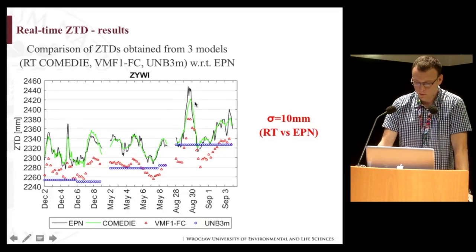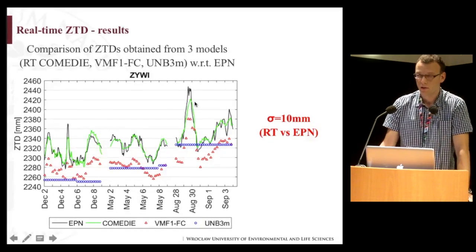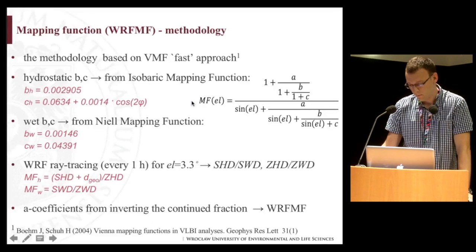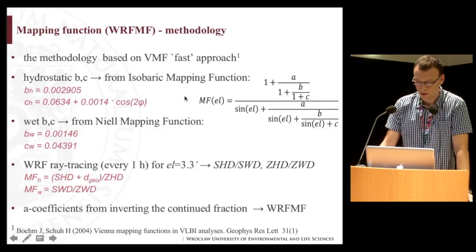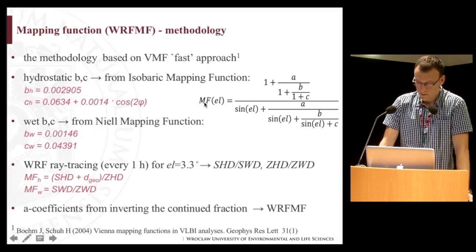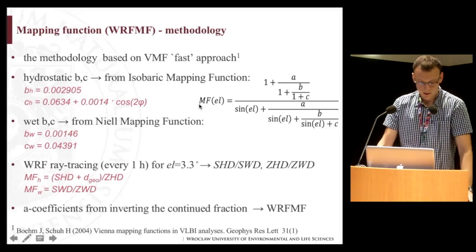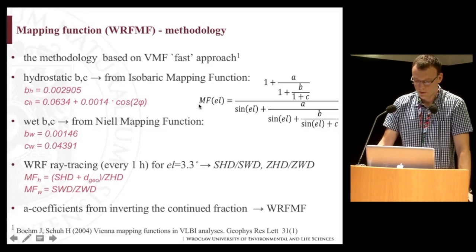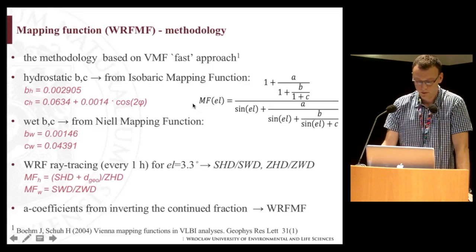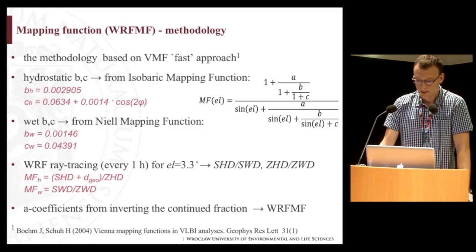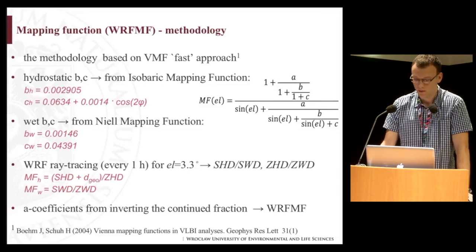For the mapping functions, we adopted the strategy from Vienna mapping functions, in which the mapping functions are in the form of continued fraction depending on elevation angle. And in our study, we used the so-called fast approach, which is more suitable for real-time applications, being 10 times faster than the rigorous approach. And in this approach, only the A coefficient is estimated using the slant delays and the zenith delay, slant delay at elevation angle of 3.3 degrees.